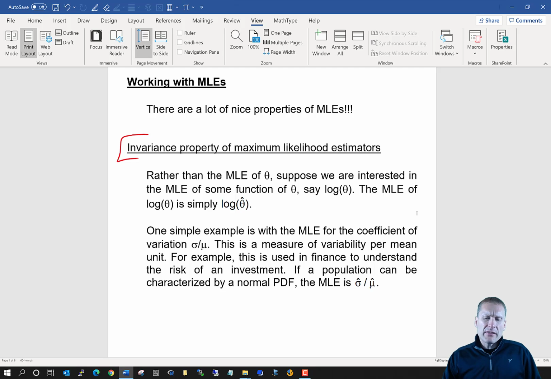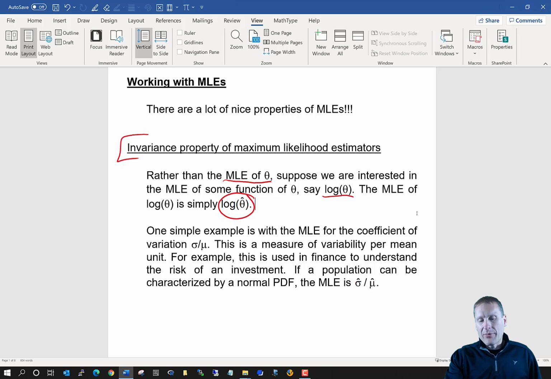What this basically says is that if I have the MLE of some general parameter, let's call it theta, but what I really want is the MLE of some function of it, let's say log of theta, all I need to do is simply plug theta hat into this function. So the MLE of log of theta is log of theta hat. A very nice, easy property to work with.